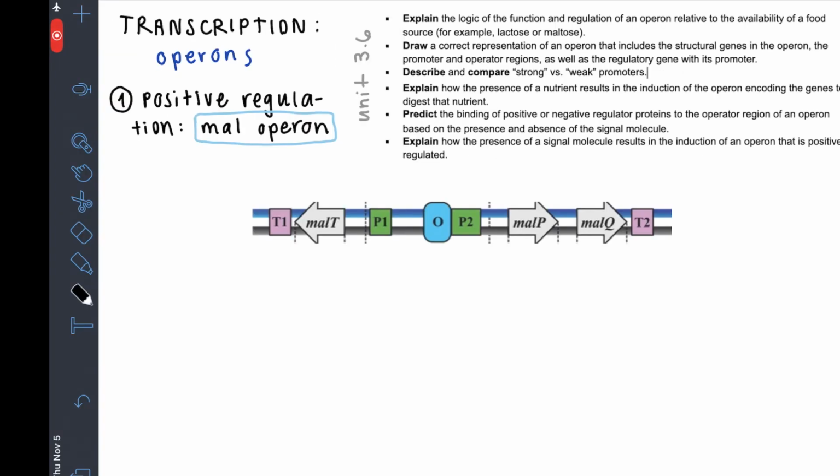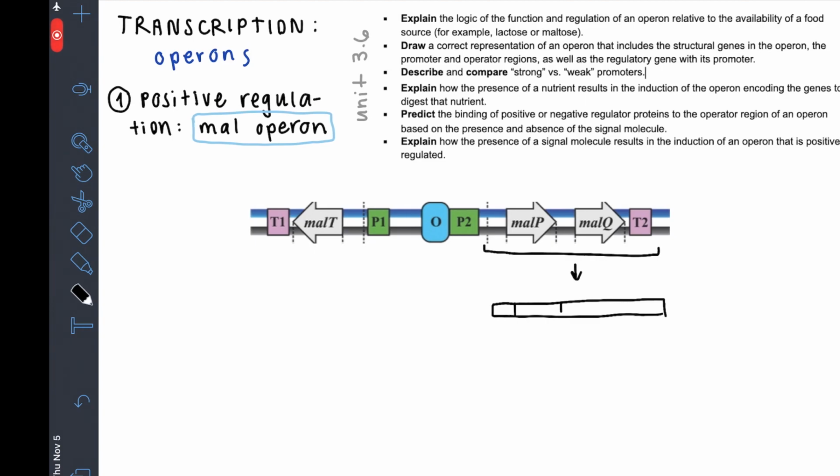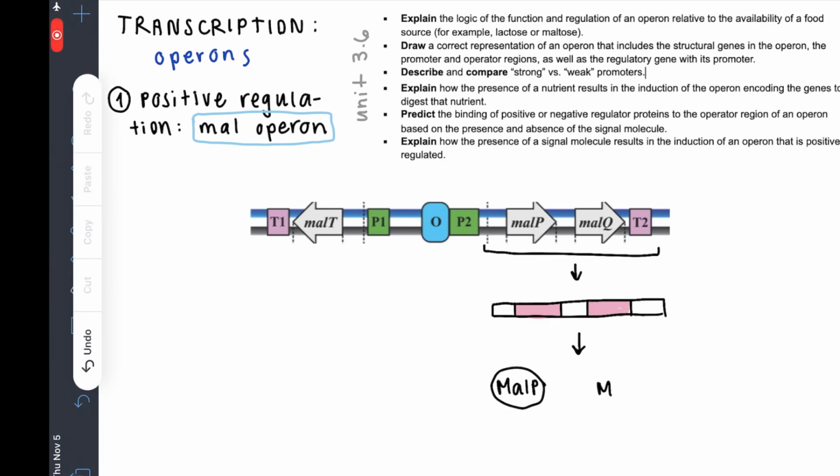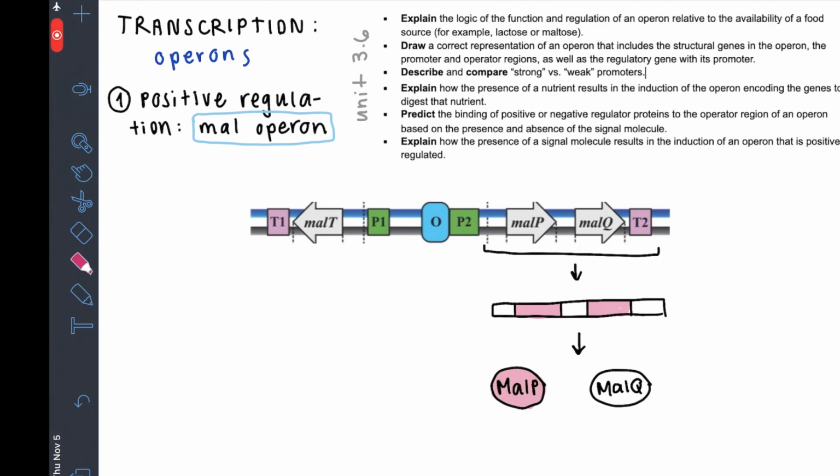In this diagram, you can see two sets of promoters and terminators. The one on the right, as you can see, is attached to an operator, which is that blue shape with an O, and in the middle are two genes, malP and malQ, which, when translated into protein, turn into the proteins MalP and MalQ, which break down maltose, a carbohydrate that, when broken down, provides energy for the cell. In this case, the operon is made of P2, the operator, malP, malQ, and T2.